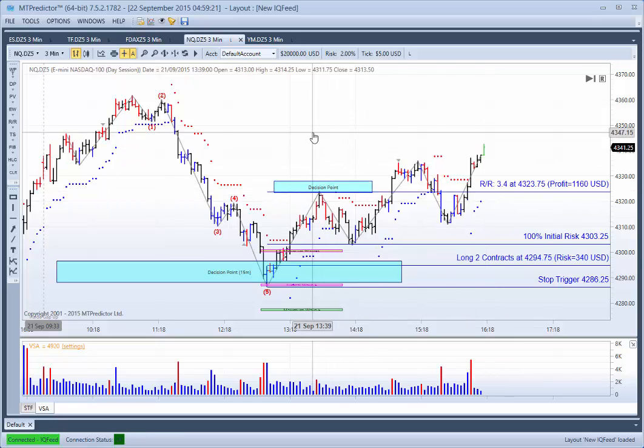So hopefully that's been a good example showing the more advanced tools that are available, or more advanced Elliott wave tools that are available in the MTPredictor software program.